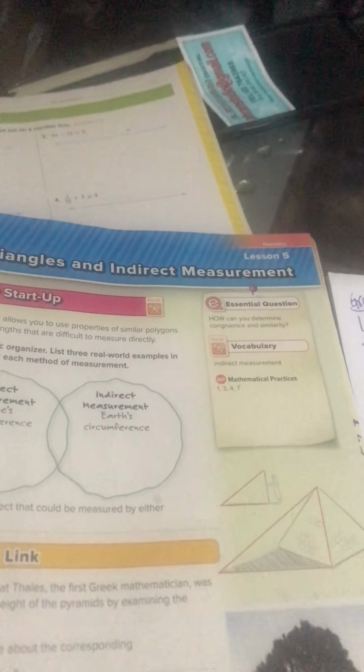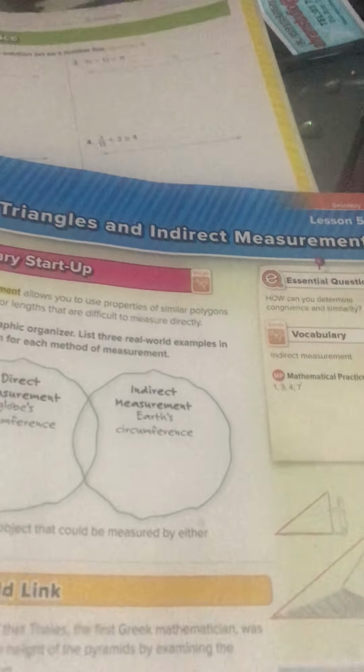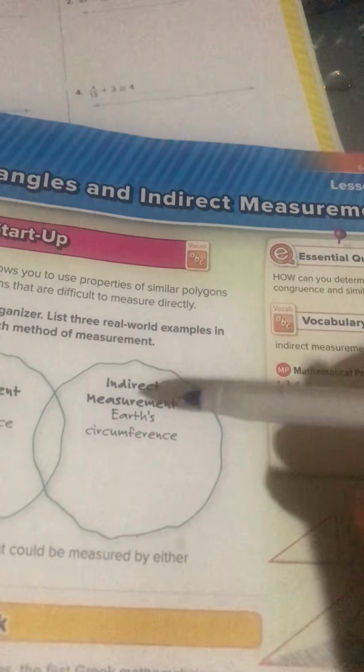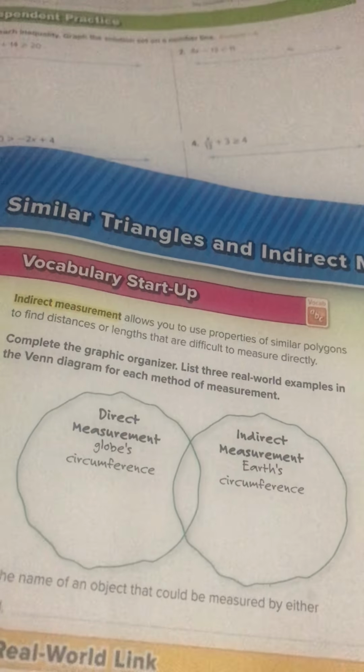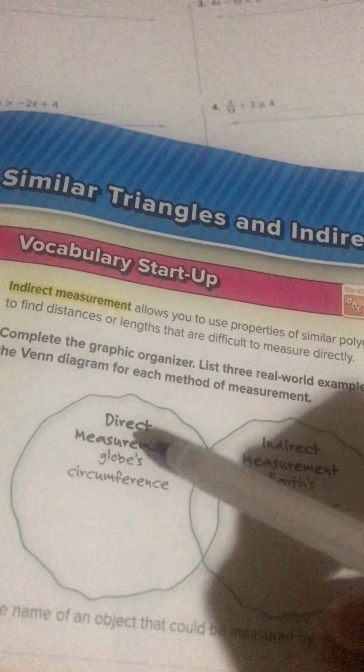Like if you want to measure the diameter of Earth, that means you have to put a needle through the Earth from one end to another. You don't have that time. And how will you start? From where will you start? So it is impossible for you to physically take a tool and measure. So what will you do?